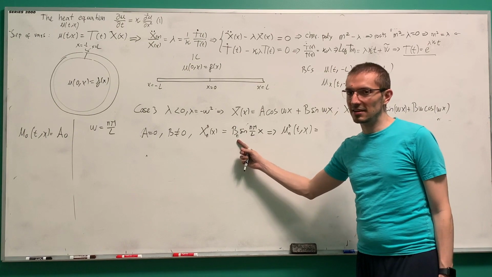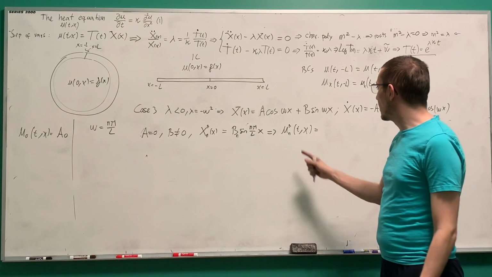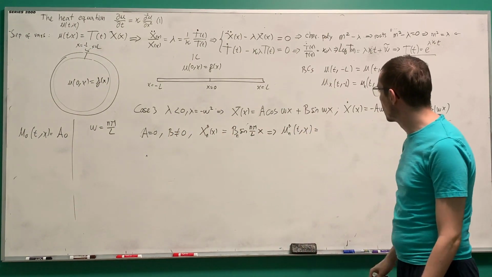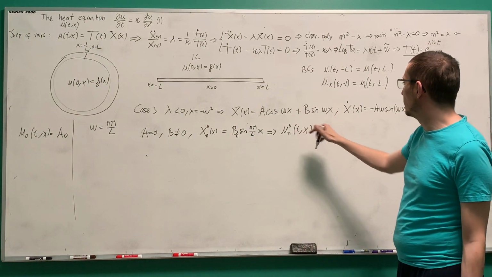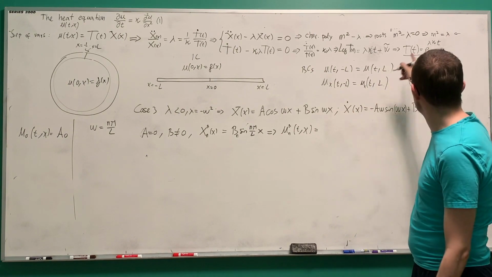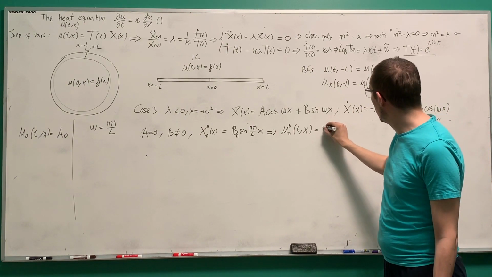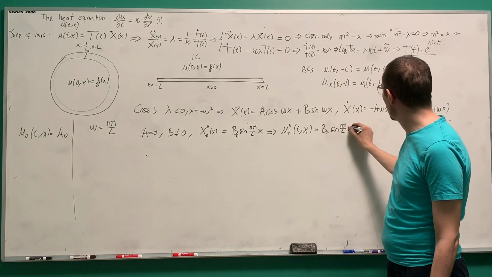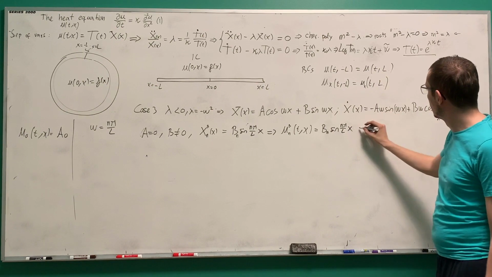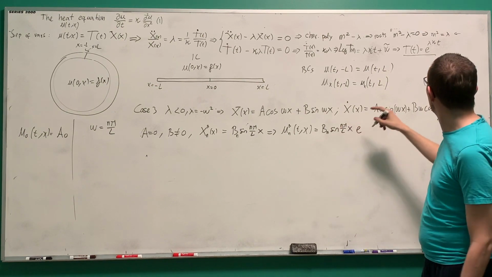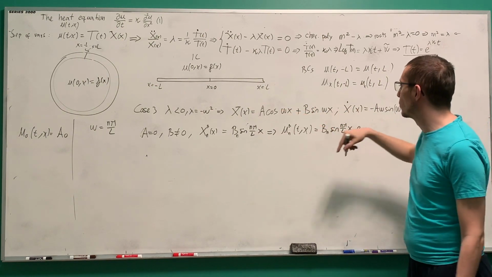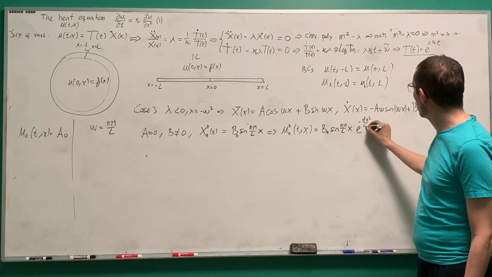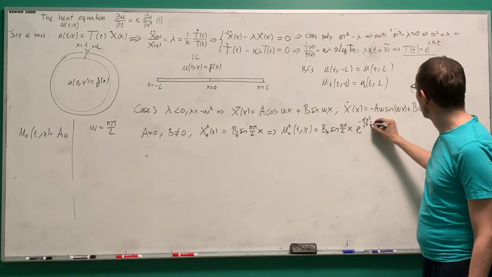By the way, I need a subindex n on the b, since every constant is different. Now we write all the possible solutions in this family, a equals 0, b different from 0, which I call u sub n b, and those are X_n times T_n, which is b_n sine of n pi over L x, times e to the, and lambda is minus omega squared, so minus n squared pi squared divided by L squared, kappa t.